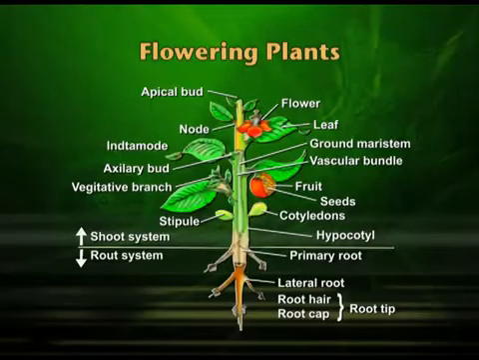Angiosperms show a wide variety. Flowering plants exhibit wide variety. They may differ in size, shape, structure. Angiospermic plants may be herbs, shrubs or trees.